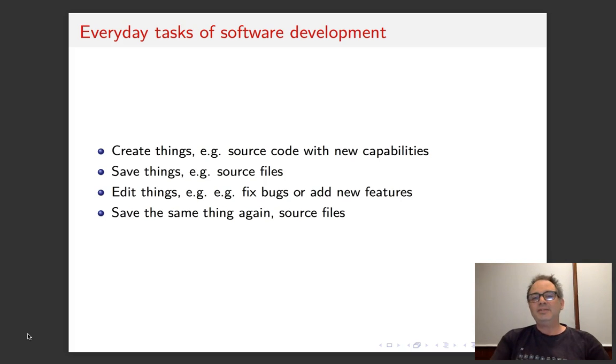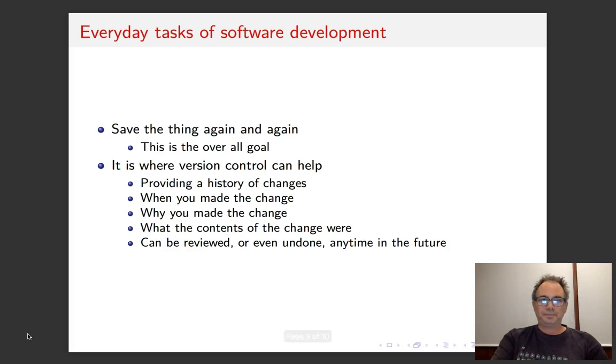We're going to edit these files. For example, we might add new features, or we might need to fix a bug. And so we're going to edit these existing files. We might start off with an empty file and then edit it by adding some stuff to it. And of course, over time, we're going to save the same thing again and again. These source files will keep updating and growing. So this is one of the key goals, that we're going to save these things again and again. And this really is the overall goal of our project.